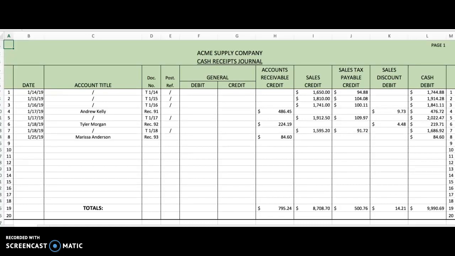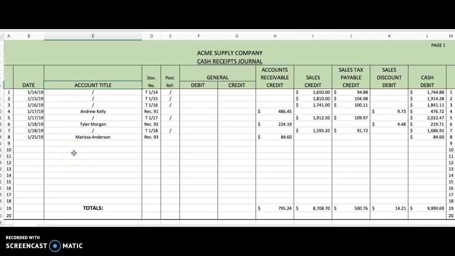And the title is self-explanatory. This is the journal where the company, in this case Acme Supply Company, keeps track of its money coming in. So you'll see a number of columns again. Let's walk through these as we've done before. The date column, account title.